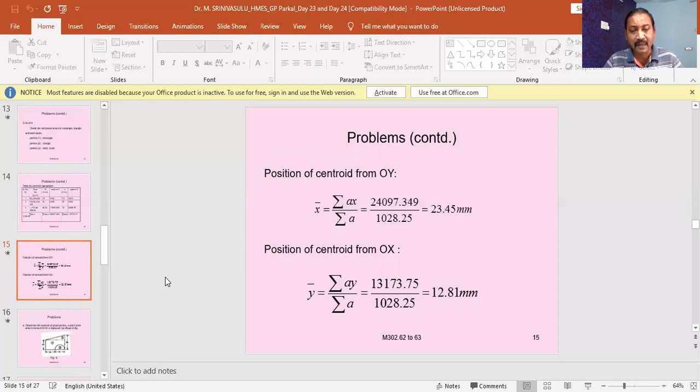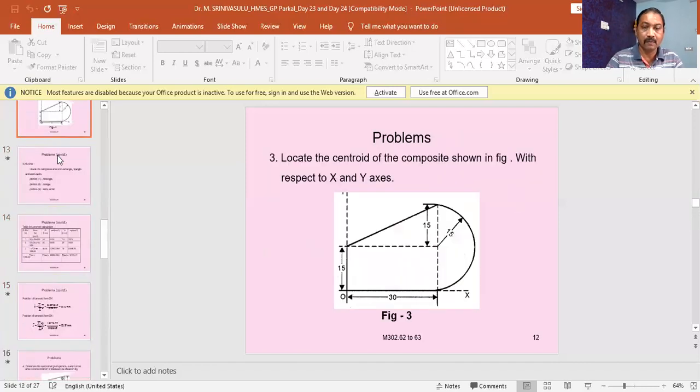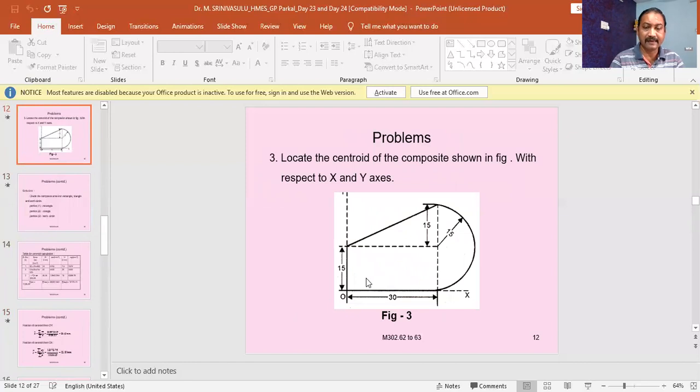So here the x coordinate, that is the distance of the centroid from the OY, is equal to 23.45 millimeters, and the y coordinate, that is the distance of the centroid from the OX, is equal to 12.81 millimeters. So here we can show this like this. It is 12 point something and 24.